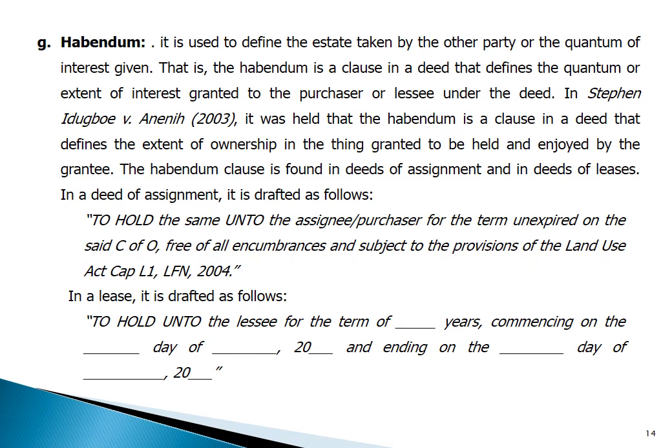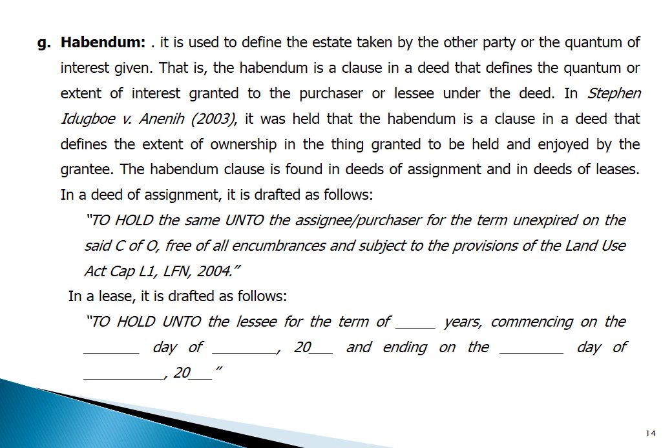G. Addendum. It is used to define the estate taken by the other party or the quantum of interest given. That is, the addendum is a clause in a deed that defines the quantum or extent of interest granted to the purchaser or lessee under the deed. In Stephen Indugbo and Aneni 2003, it was held that the addendum is a clause in a deed that defines the extent of ownership in a thing granted to be held and enjoyed by the grantee.